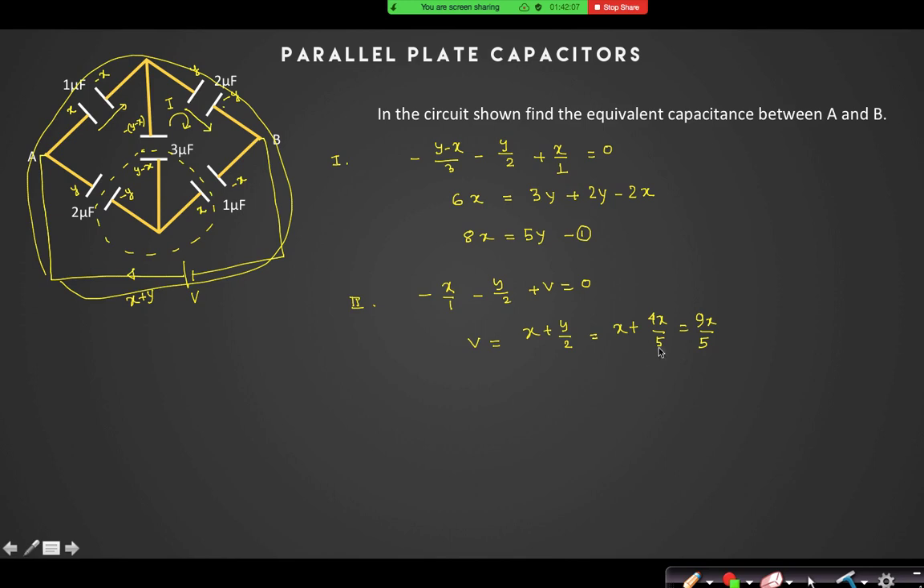So x equal to 5V by 9 and y is equal to 8x by 5, so 8V by 9. So what is x plus y? x plus y is 13V by 9. x plus y is equal to C equivalent into V. So what is C equivalent for that circuit? 13 by 9 microfarad.